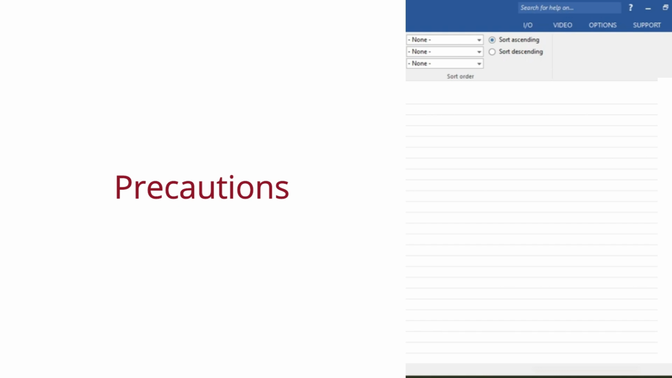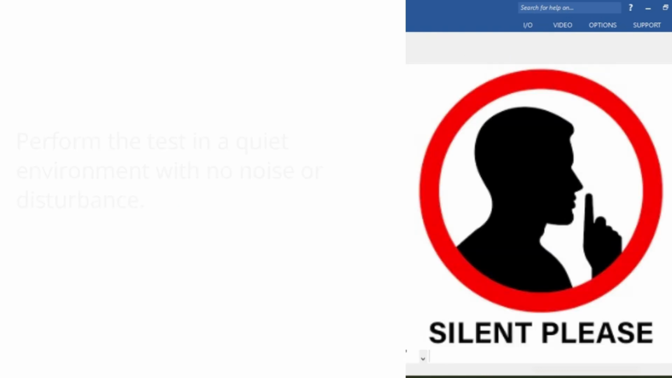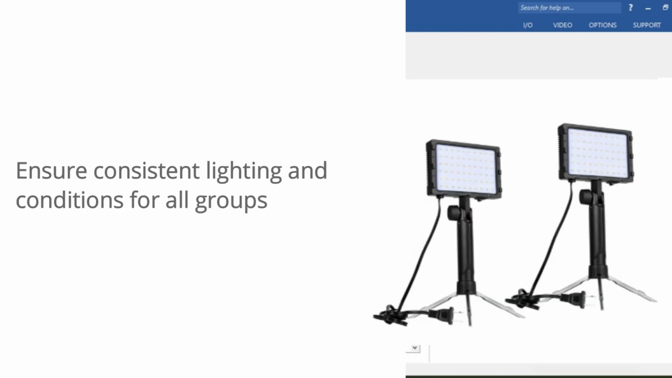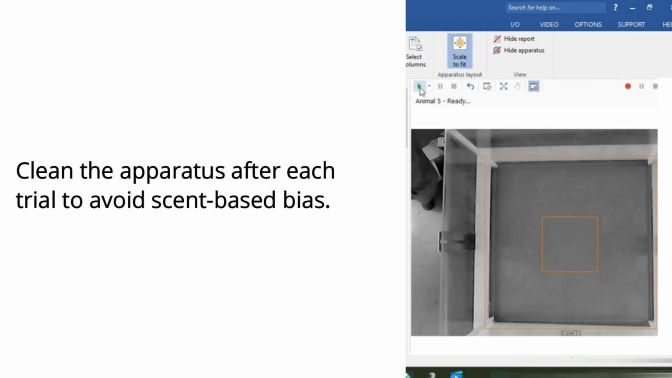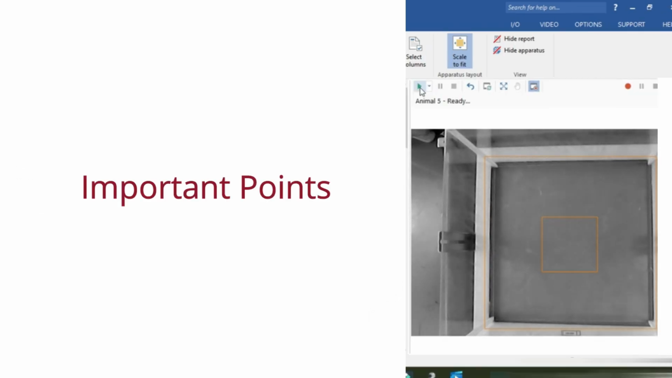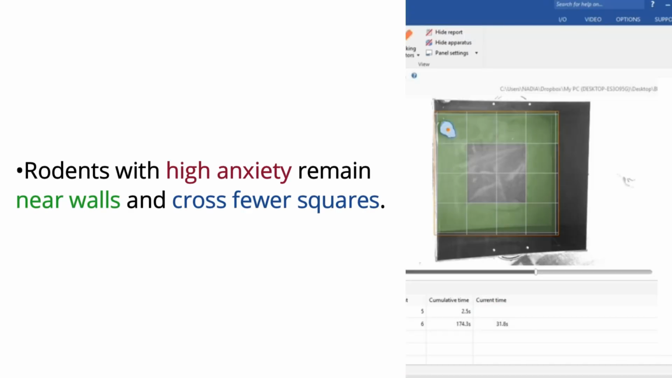So what precautions do we take while using the open field apparatus? Perform the test in a quiet environment with no noise and disturbance. Ensure consistent lighting conditions for all groups, and clean the apparatus after each trial to avoid scent-based bias. These things should be avoided while we are performing the open field test.